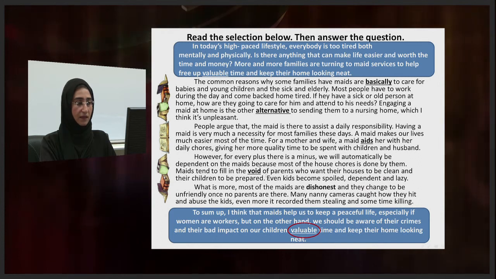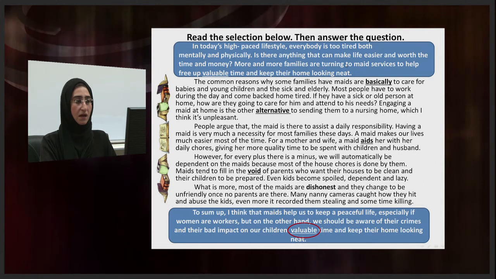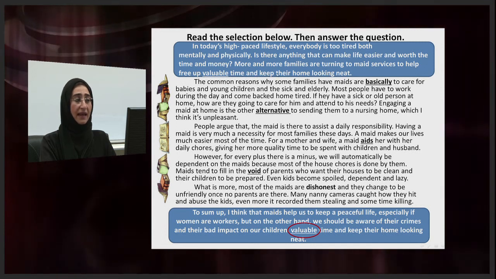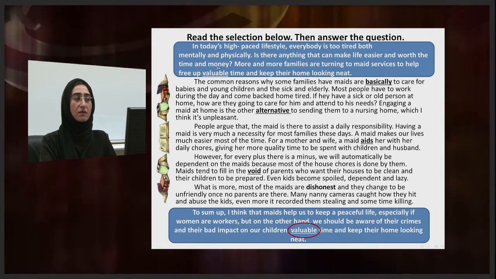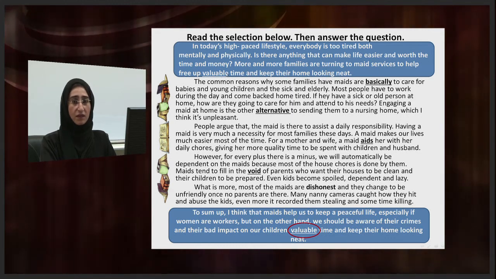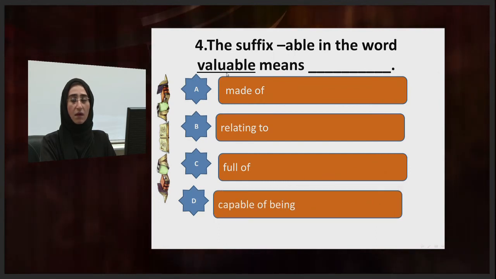Here it says valuable, which is up here, it will be clearer. More and more families are turning to maid services to help free up valuable time and keep their home looking neat. Valuable here means valuable time. What does it mean? I said before you'll get the meaning through memorizing. It is capable of being.